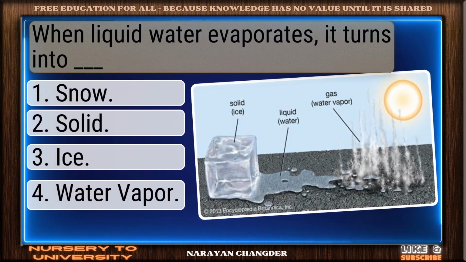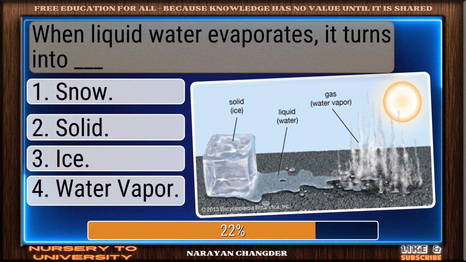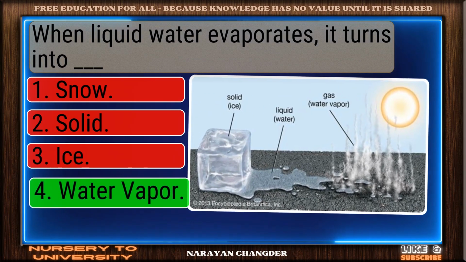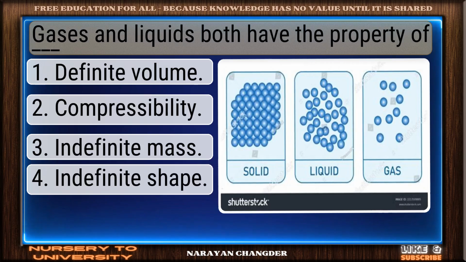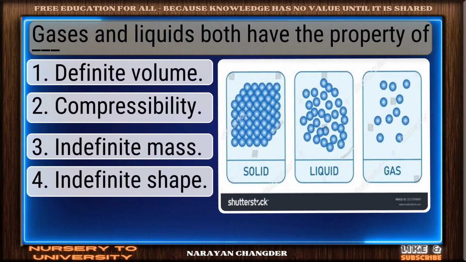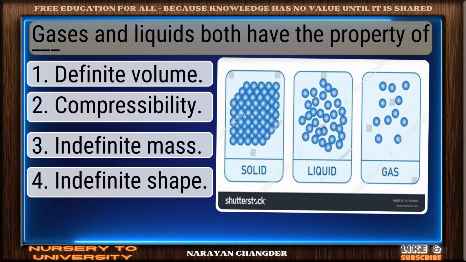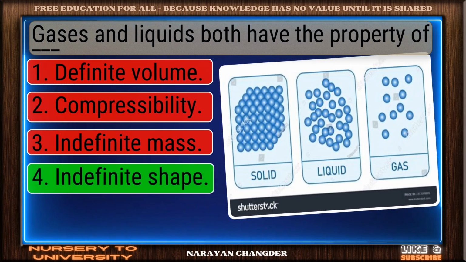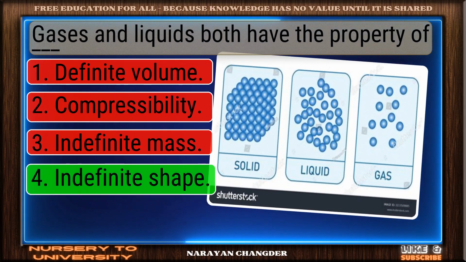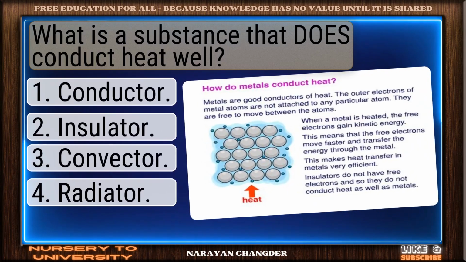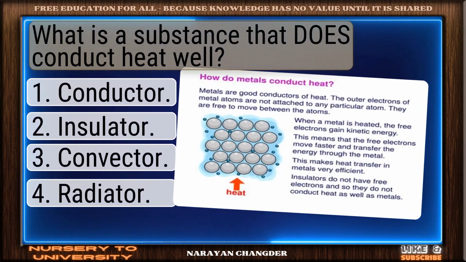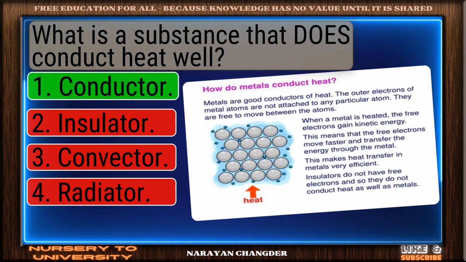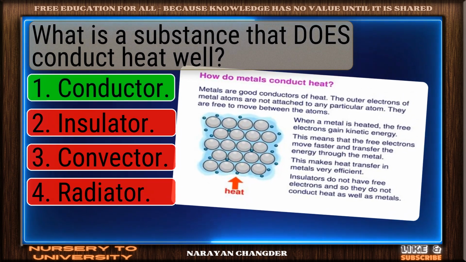When liquid water evaporates, it turns into dash. Great thinking. Water vapor is the right choice. Gases and liquids both have the property of dash. Strong choice. Indefinite shape is the right answer. What is a substance that does conduct heat well? Correct. Conductor is the right answer.